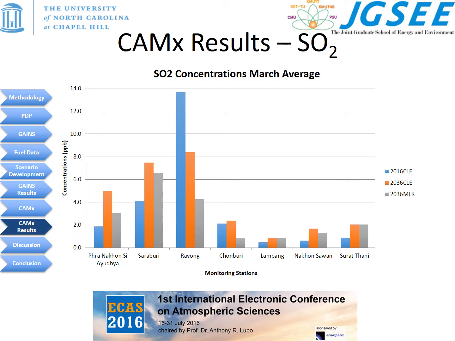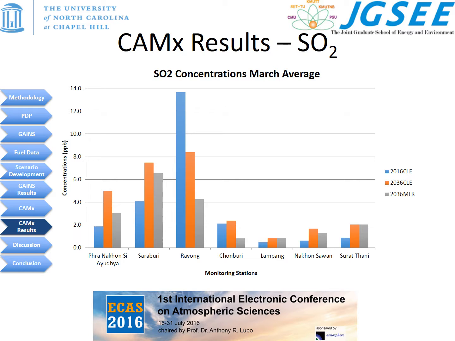Rayong stood out again in sulfur dioxide concentration comparisons, much like nitrogen oxide in the month of March. It showed the largest decrease in emissions from CLE 2036 to MFR 2036. It also showed the only decrease between Rayong in 2016 and 2036. In the Southern Peninsula region, we saw virtually no change between the 2036 scenarios. However, we expected this region to follow the same trend.